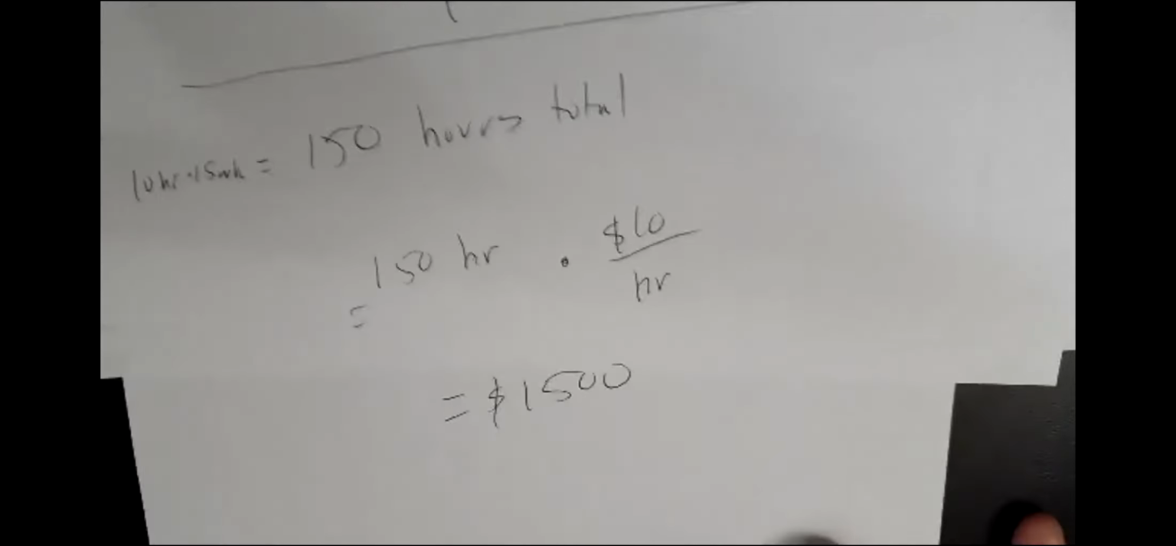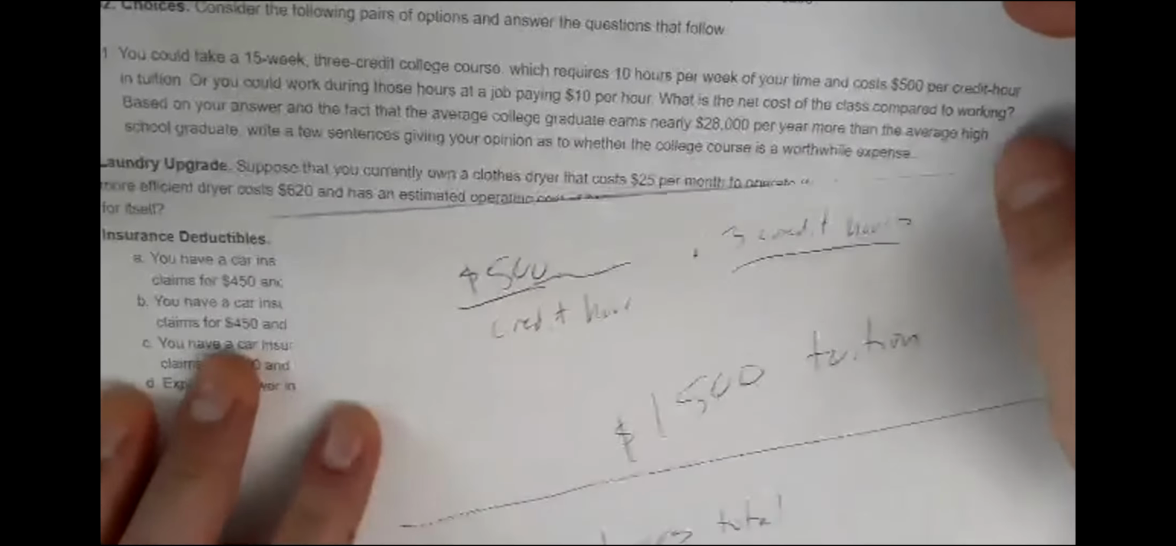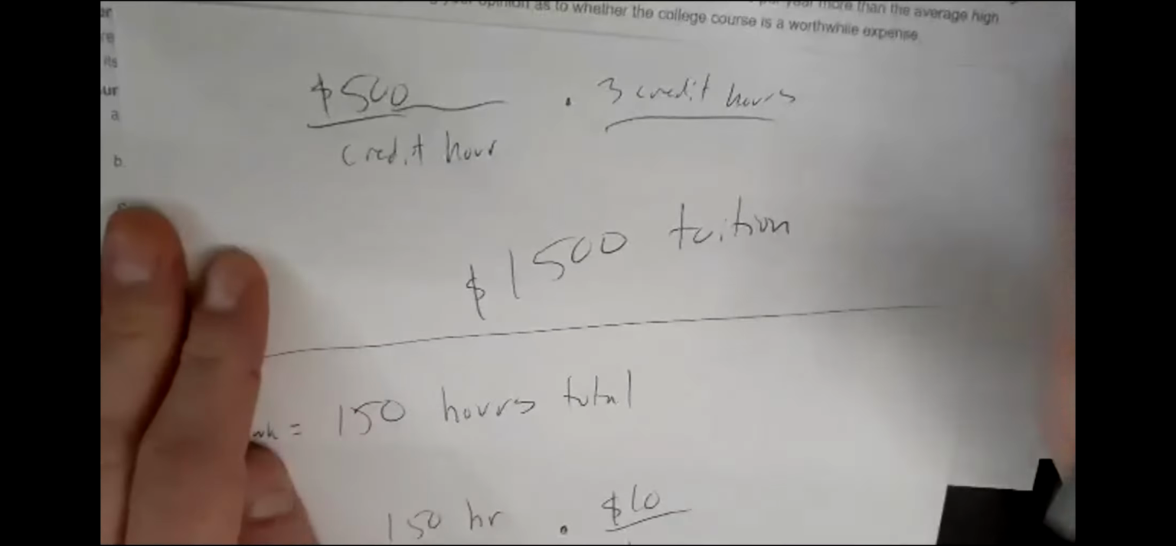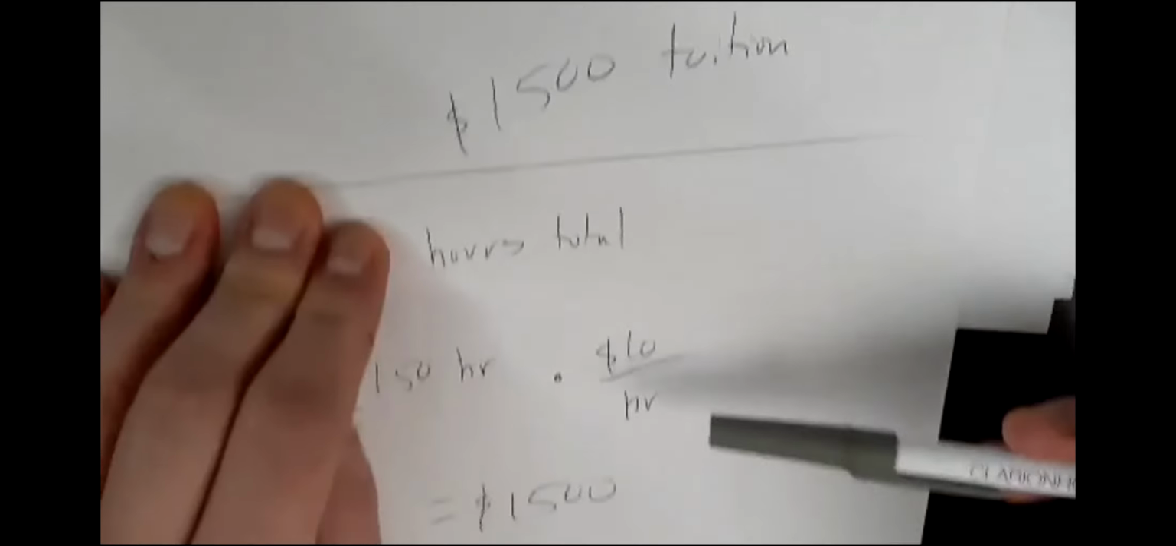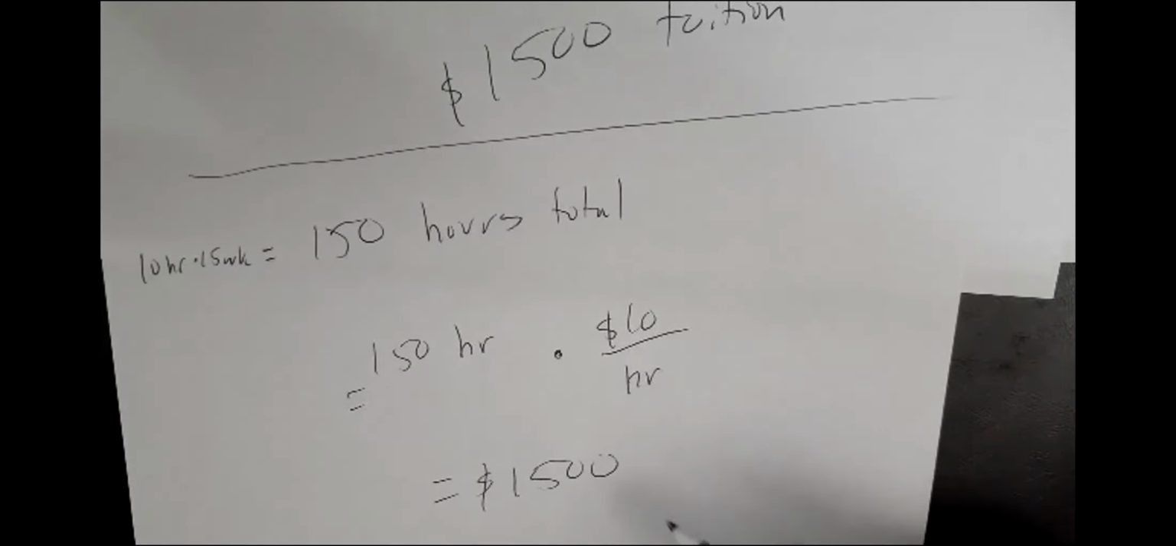And so let me double check, make sure I am answering what they want in the book. But I think when they ask for your opportunity cost, they want the actual cost and the missed cost, right? How much are you missing by not working? What is the net cost of the class compared to working?